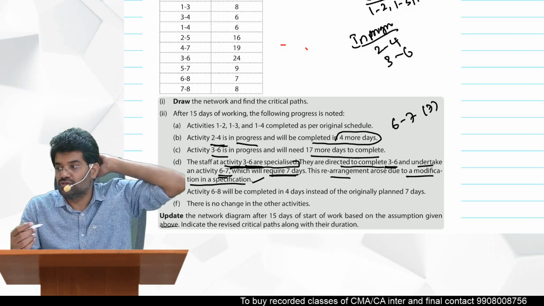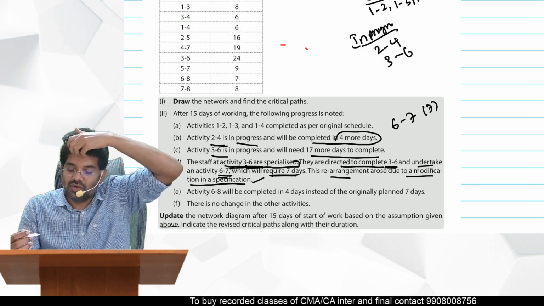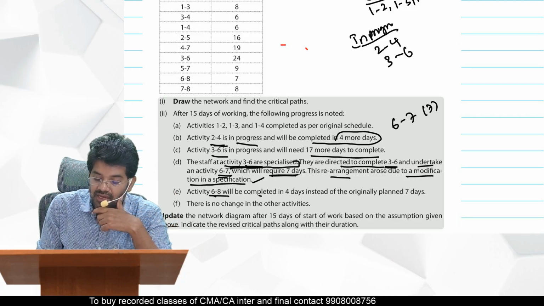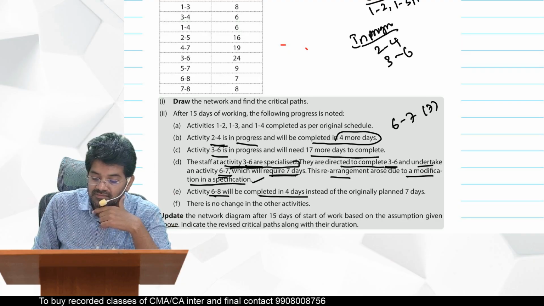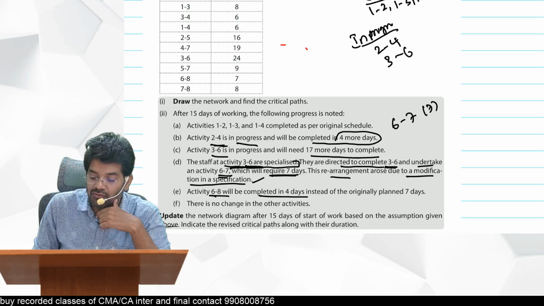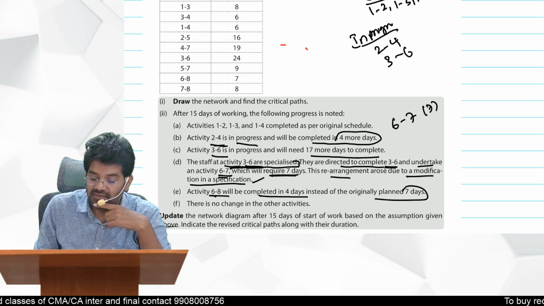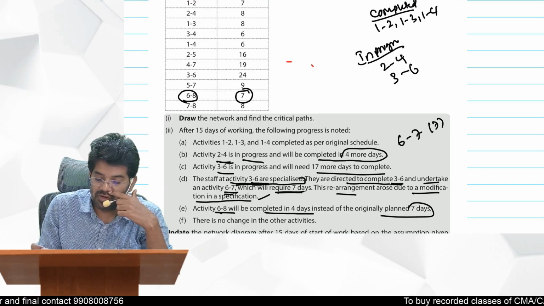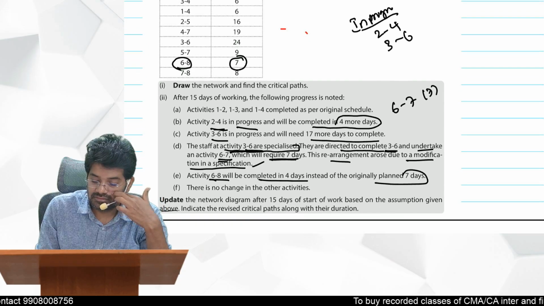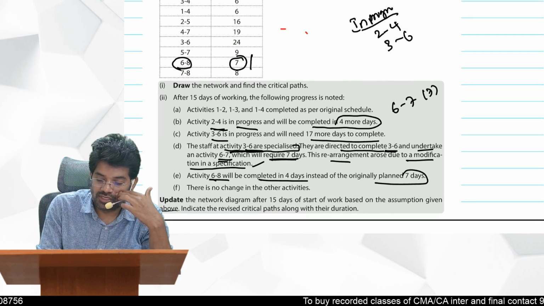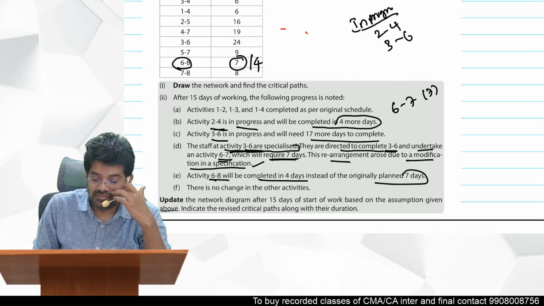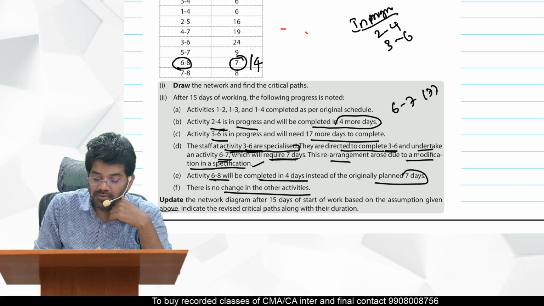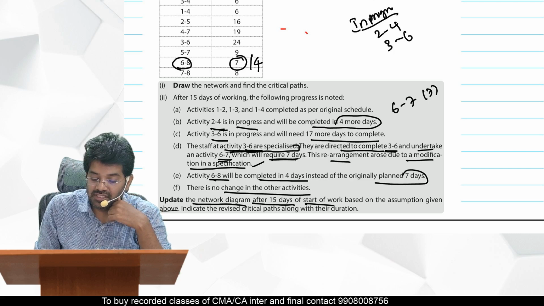So this also you should consider here. A new activity has come up. Then activity 6 to 8 will be completed in 4 days, instead of the originally planned 7 days. So 6 to 8 is not yet completed, no. Directly in place of 7, what you should keep? 4 you should keep. There are no changes in other activities. So remaining as usual.